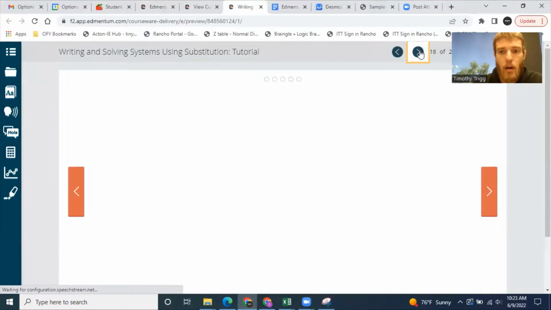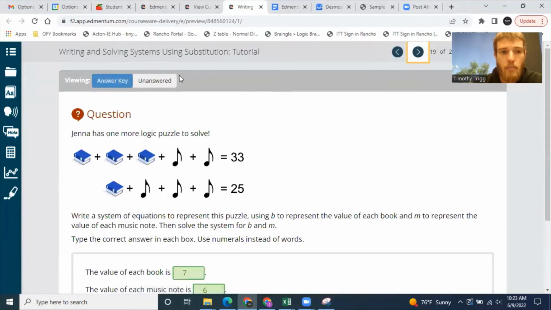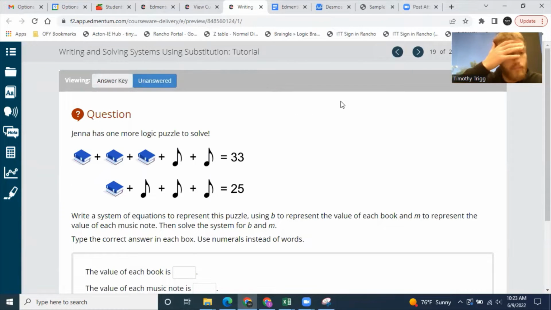We can move along all the way to page number 19. Now, here we have a more advanced puzzle. It's similar to the puzzle we had at the very beginning, but this time it's just piles of books and eighth notes. We don't have the volleyballs. So how do we solve something like this? Well, we can think of each pile of books as a variable, and we could think of the eighth notes as a separate variable.